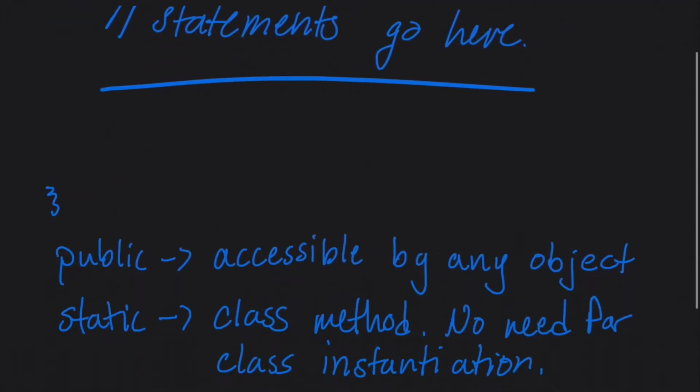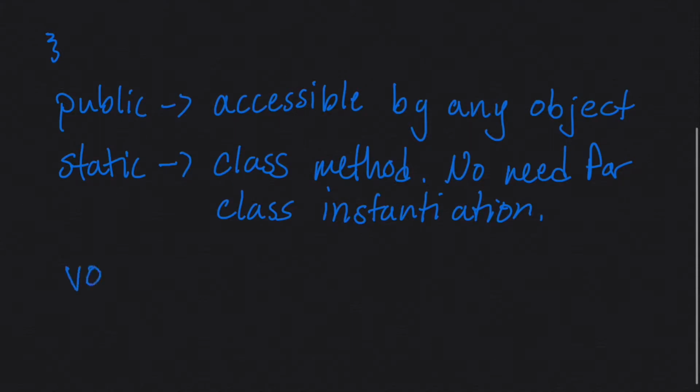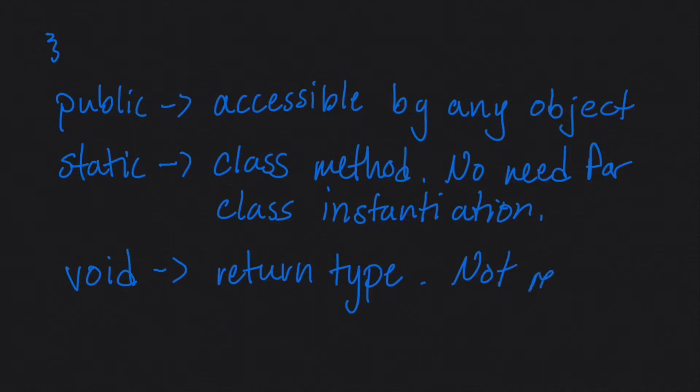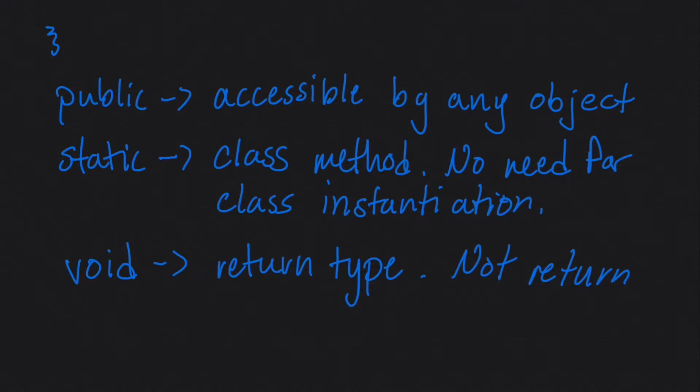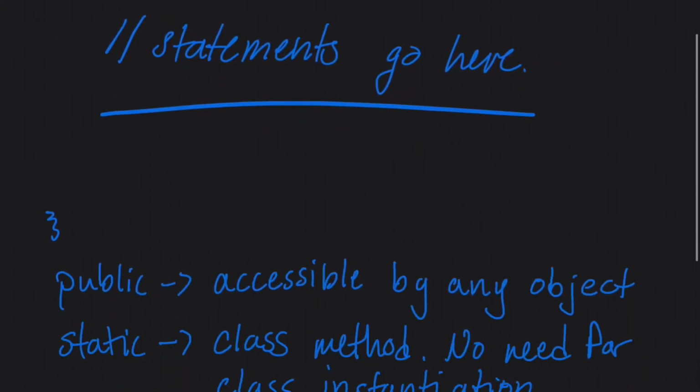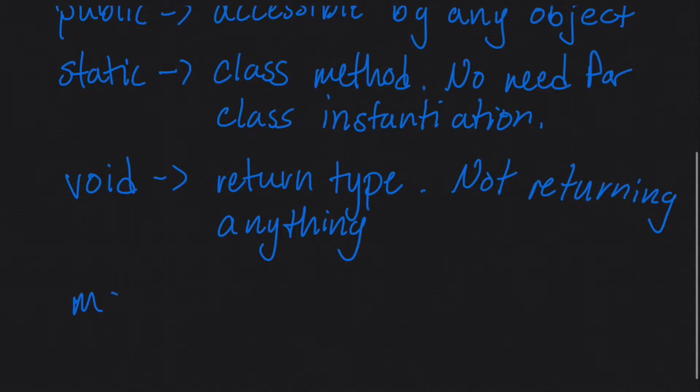Okay, and then void, this denotes the return type. In this instance, we're not returning anything. So the void return type tells the compiler not to expect anything back from this function. Not returning anything. Okay. Main is just the name of the function.